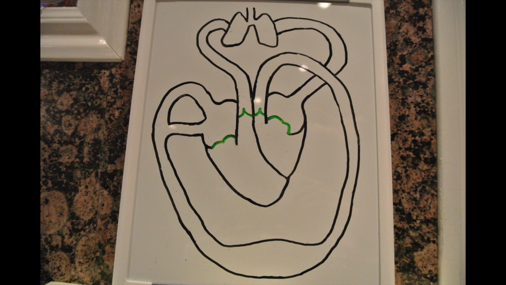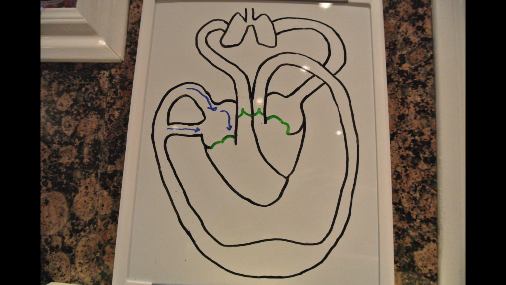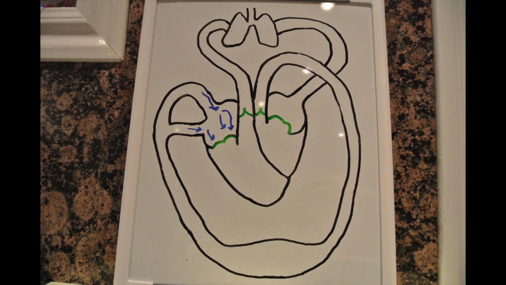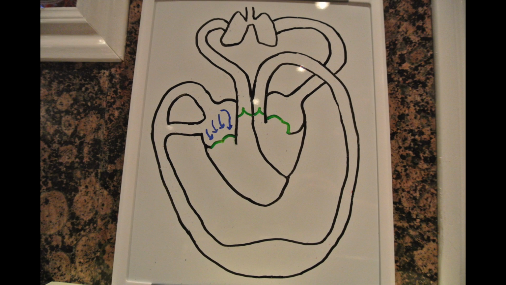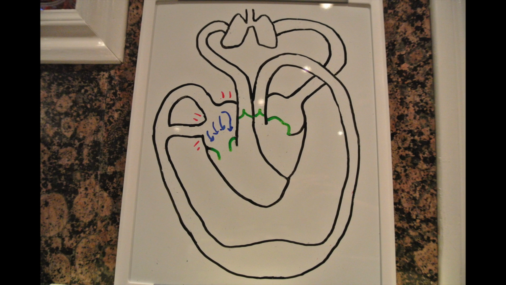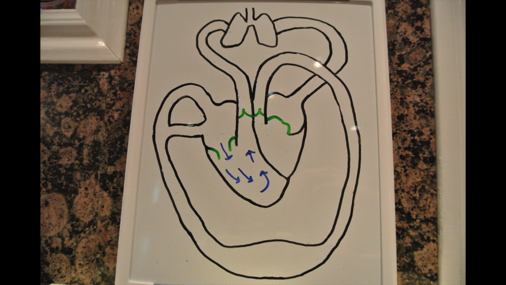As we begin, you will see oxygen-poor blood traveling through the vena cavas into the right atrium of the heart. As the blood collects here, the atrium will contract, which opens the tricuspid valve and pushes the blood down into the right ventricle of the heart.